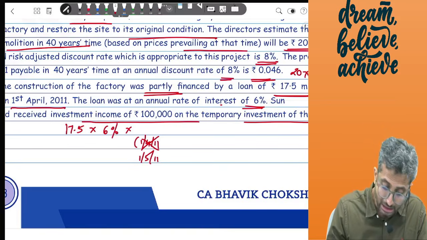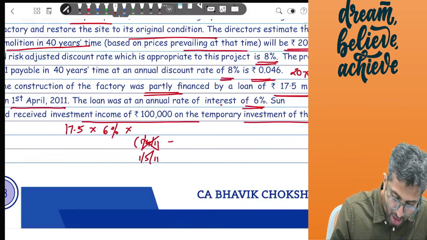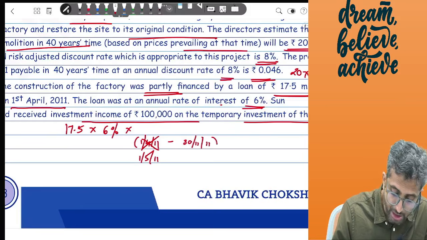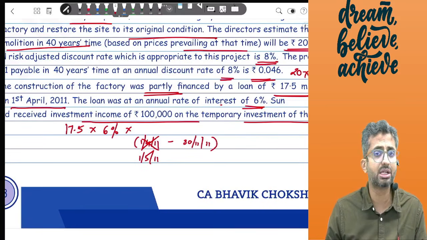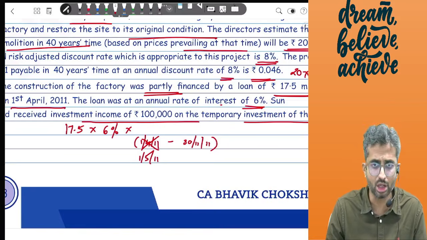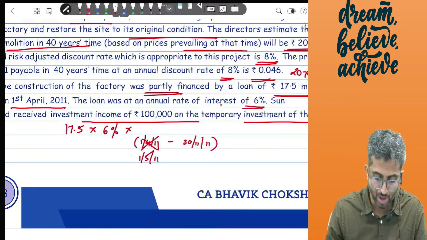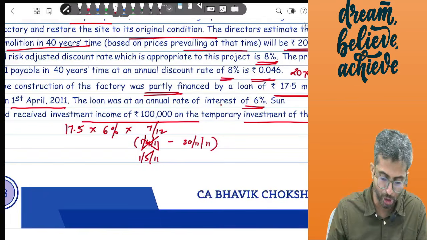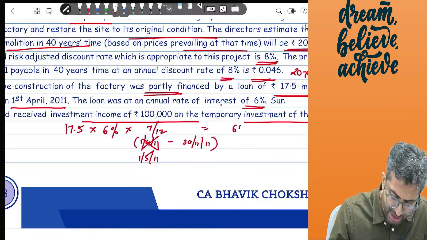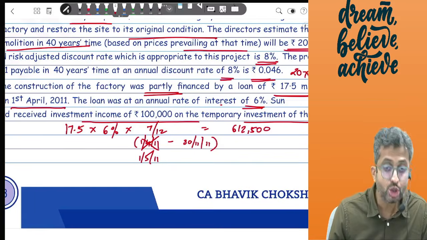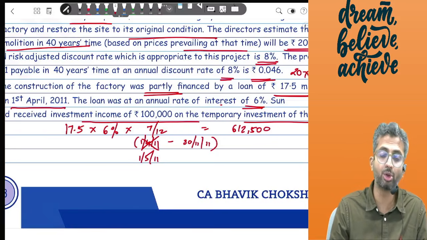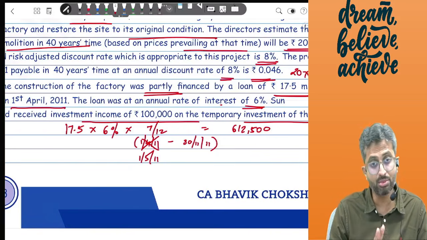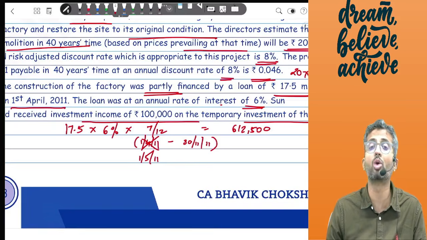Now this loan might continue for the entire year. However, the asset is ready for use on 30th November 11. And as a result, once the asset is ready for use or substantially all the activities to get the asset in the ready to use condition are completed, you will stop capitalization, and hence this is into 7 months. So this is into 7 by 12, and if I do the working, this is approximately 6,12,500. So this is your borrowing cost which is attributable to the qualifying asset, because you have been clearly told that this is a qualifying asset.